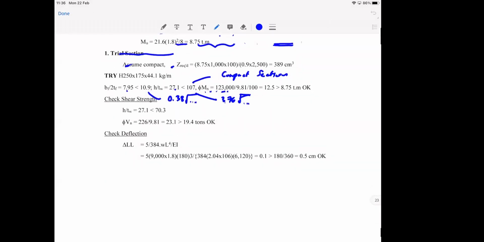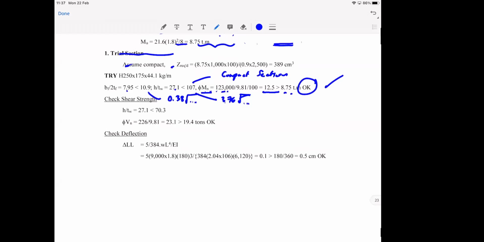So here we are. The phi Mn is 12.5 ton meter, which is greater than Mu. So we are OK. So the flexure is done. Now it's time to check the shear.